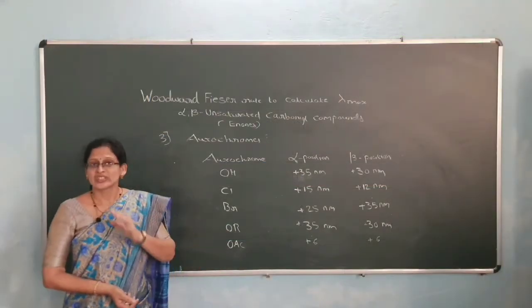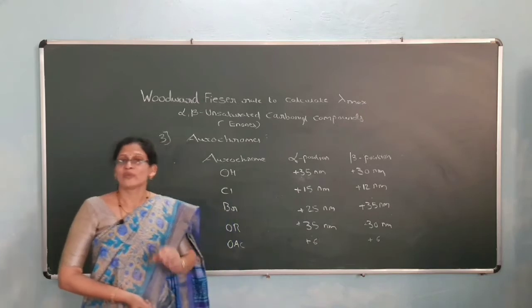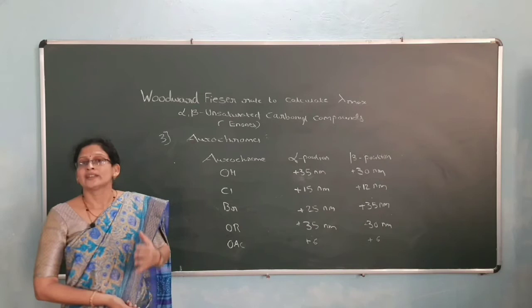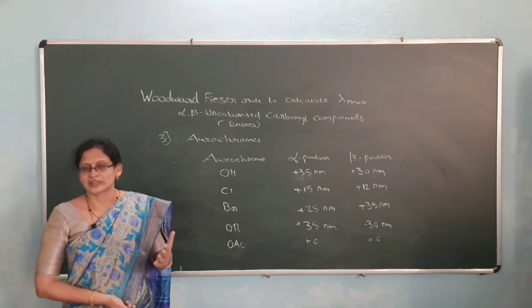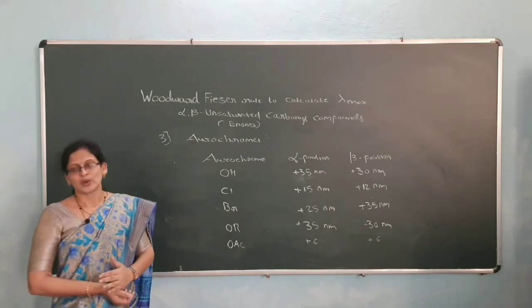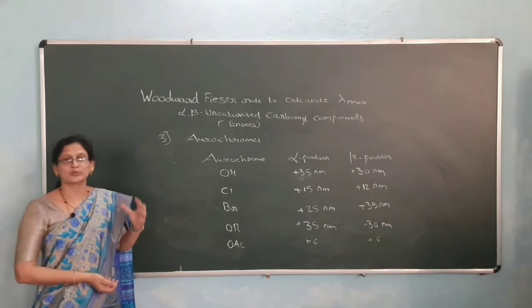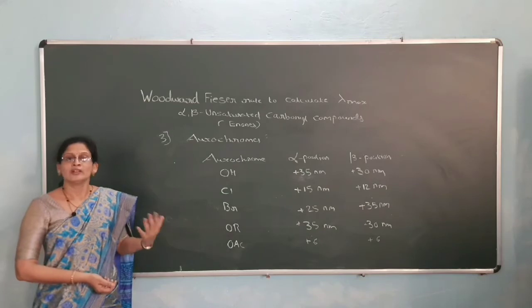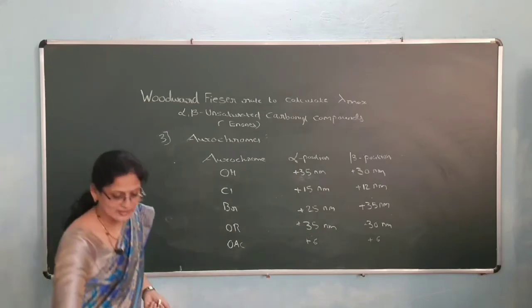So when the structure is given to you, first you have to decide which is the basic value. Then you have to go for the second point, that is the increment given for each substituent. Then you have to go for the third point, that is the auxochrome. Based on the position of the auxochrome, you have to add the value to the basic. So we will solve some examples.